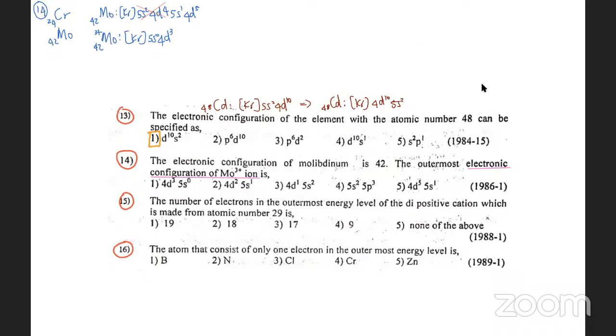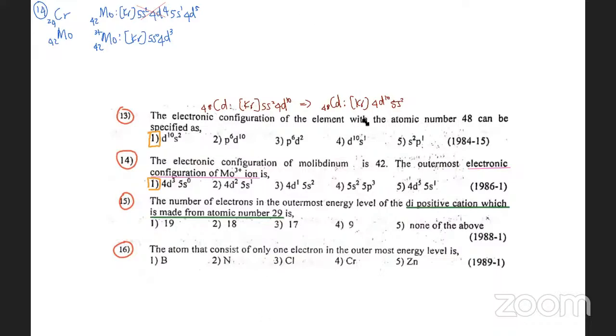So that is going to be the first one. Read the question carefully and don't get carried away. The 15th one: the number of electrons in the outermost energy level of the di-positive cation, which is made from atomic number 29. Okay, who is that? Can someone tell me what this di-positive cation is, which is made from atomic number 29? Which ion is that?